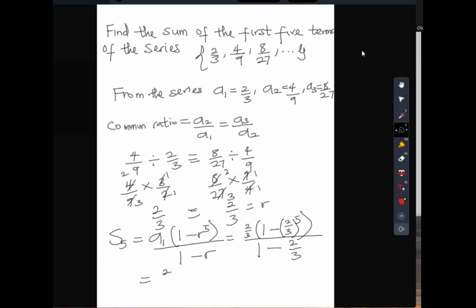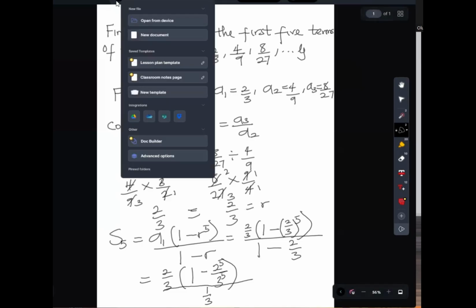This seems a little bit complex, but trust me, it isn't. So we have 2 third, then we have 1 minus 2 to the power of 5 over 3 to the power of 5. Remember, all of this is being divided by 1 minus 2 third, which is 1 over 3. You can use your LCM calculators to do that. I don't think I want to do that for you. So we have that. What do we have next?